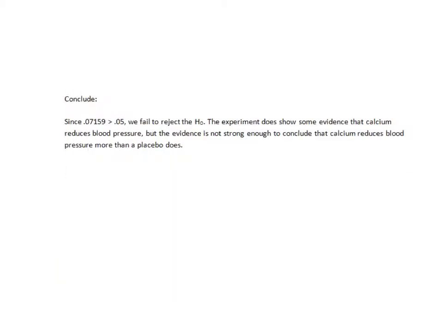So the final step, conclude. Since 0.07159 is greater than the alpha level of 0.05, we fail to reject the null hypothesis. This experiment does show some evidence that calcium reduces blood pressure, but the evidence is not very strong, given that 0.07159 is not much larger than 0.05. Thus, we do not have enough evidence to conclude that calcium reduces blood pressure more than the placebo does. And that's how you do a two-sample t-test for difference in means.